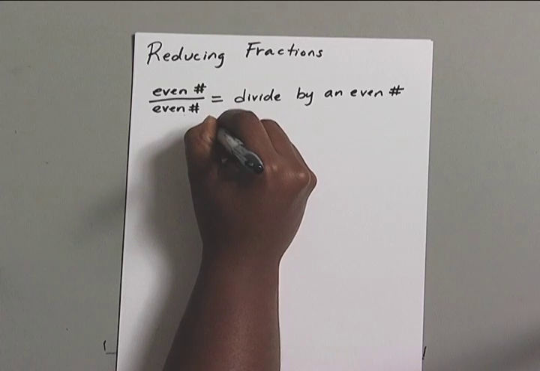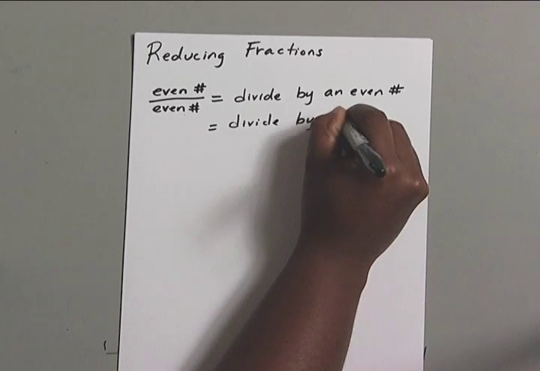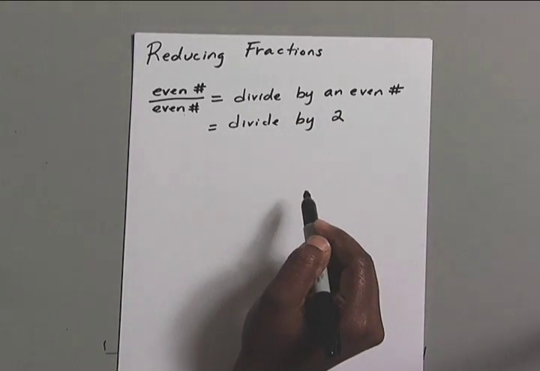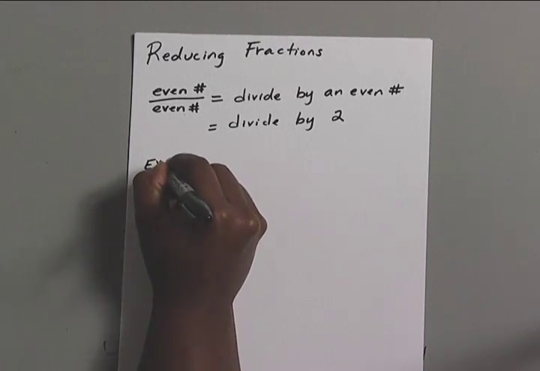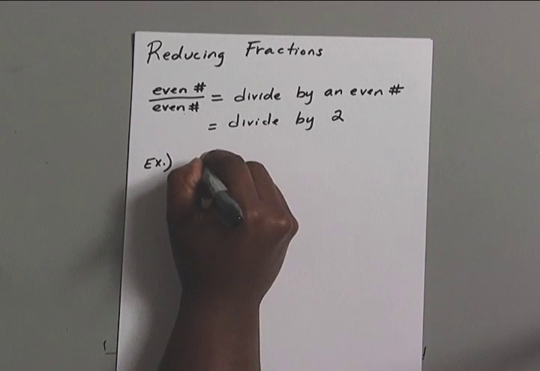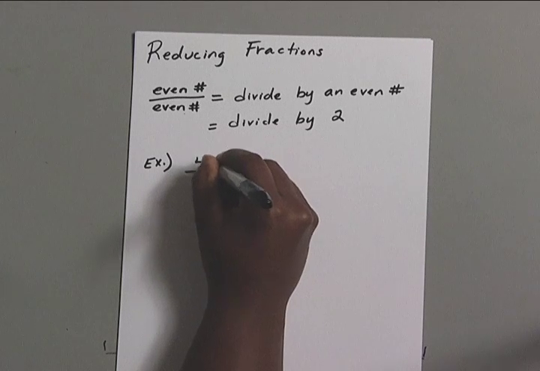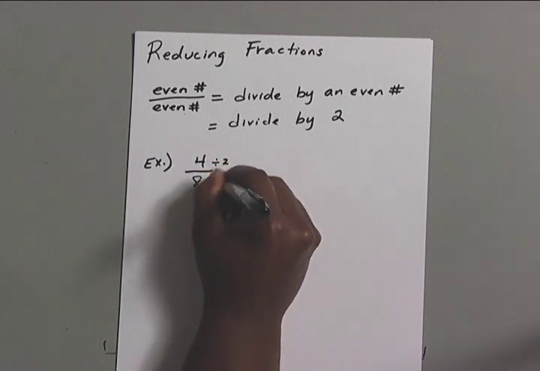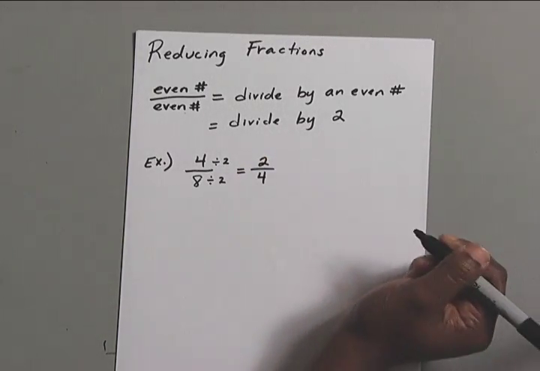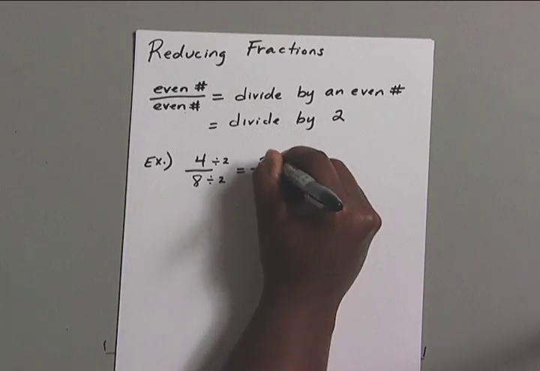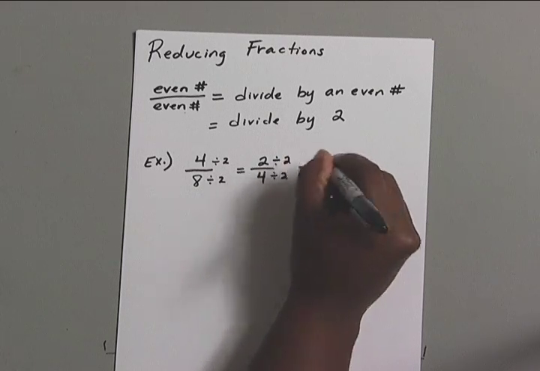And if that still is a little hard, we can always divide by 2. Because one thing we know about even numbers is that they all are divisible by 2. So an example of dividing an even number by an even number, let's say we have 4 over 8. We can divide both the top number and the bottom number by 2, and that gives us 2 over 4. Well, we still have even numbers here, so what we'll do is divide again by 2, and that leaves us 1/2.